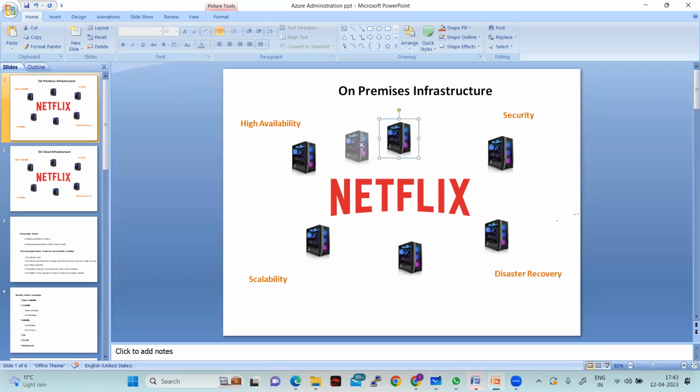You really need to increase the number of computing resources, right? So let's say today there are 1 lakh users available. So what I did, I increased the number of computing resources in order to support all the users to watch TV shows or streaming movies.